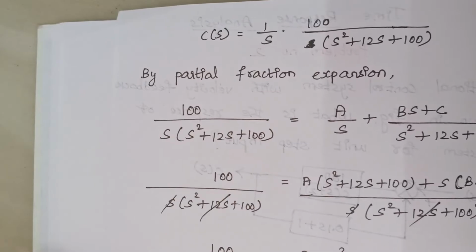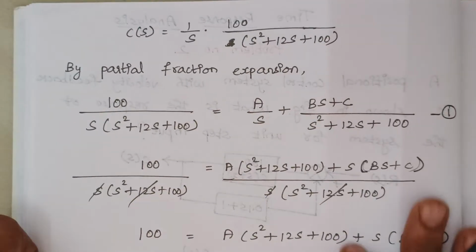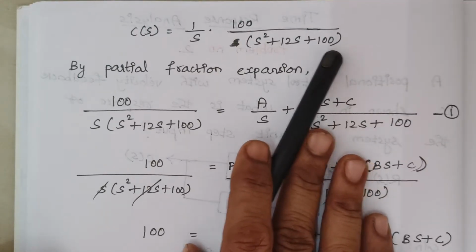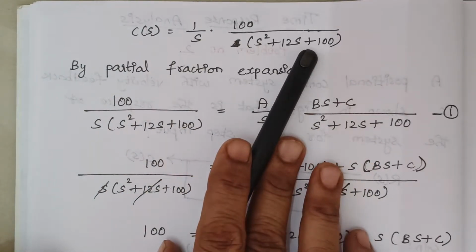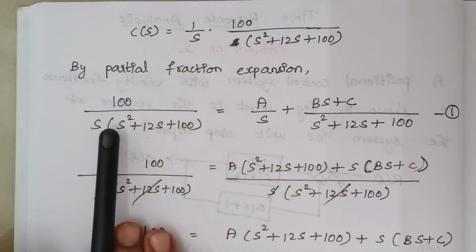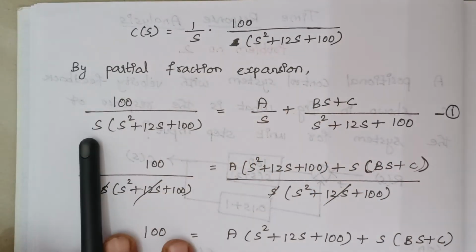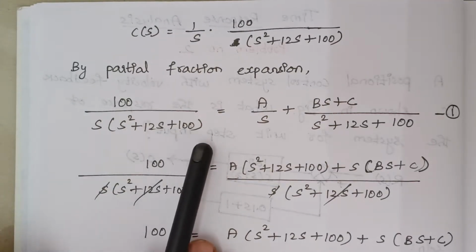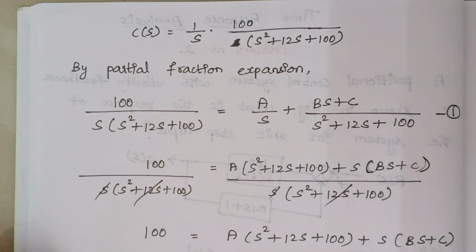And the next step: this is our given expression, the expression we finally found. Now we are going to solve it by partial fraction expansion. This equation, 100 divided by s into (s square plus 12s plus 100), can be written like this.